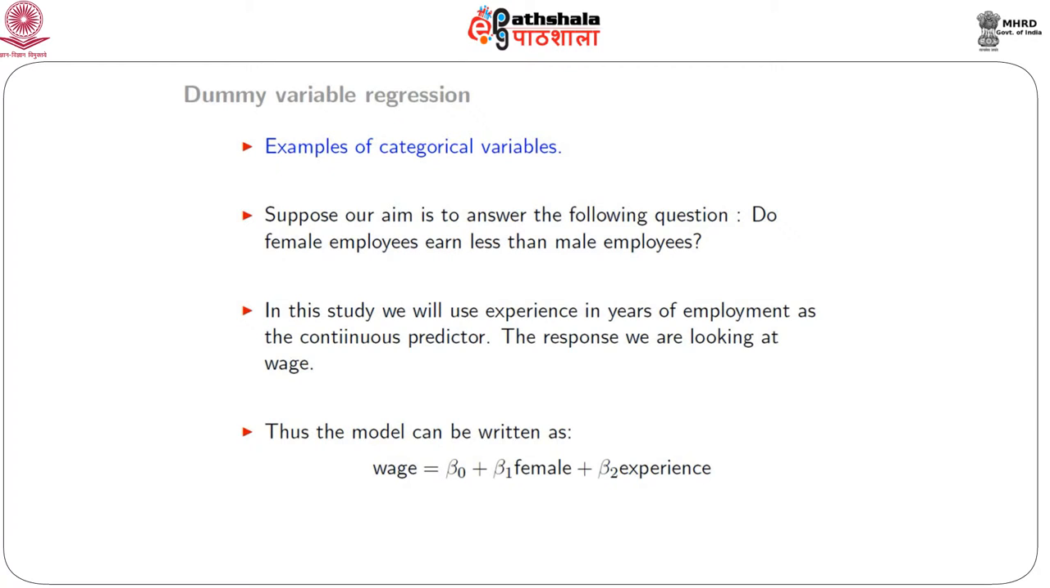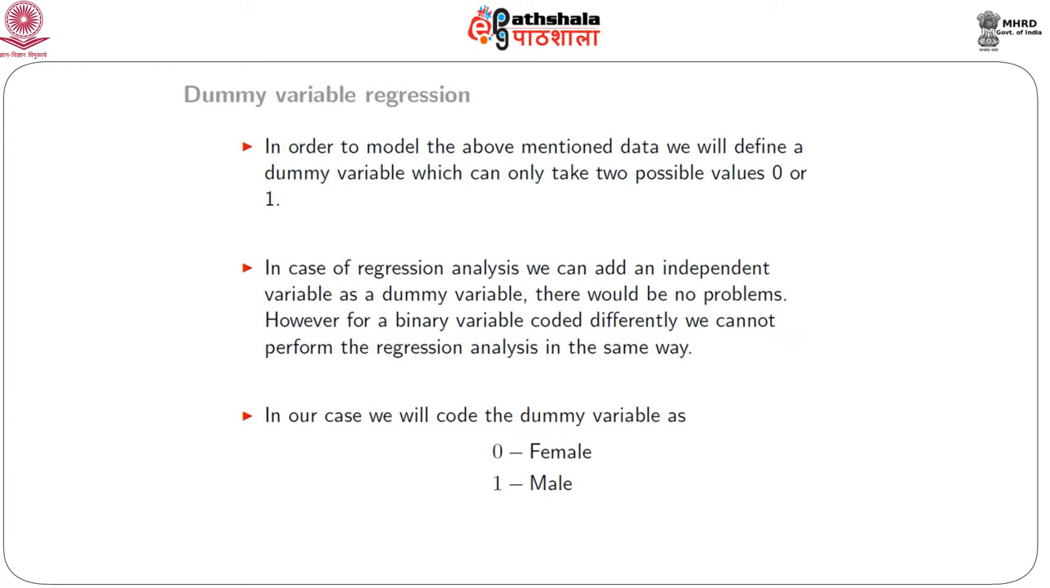So, let us look at an example here. Suppose our aim is to answer the following question: do female employees earn less than male employees? In this study, we will use experience in years of employment as a continuous predictor variable in addition to the dummy variable in the model. So, the response here we are looking at is wage. Thus, the model can be written as wage, which is our dependent variable, equals beta naught plus beta 1 female plus beta 2 experience. Now, in order to model the above mentioned data, we will define a dummy variable which can only take two possible values, 0 and 1.